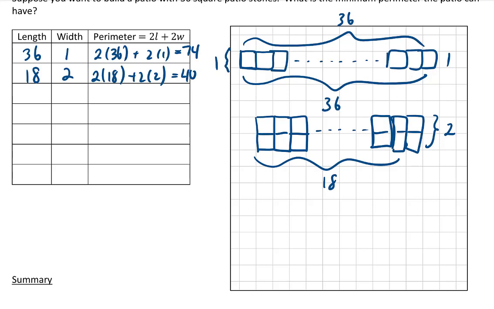Next one would be 3 across. And this time if we go 3 across, to get up to 36, we would need 12 rows of 3.